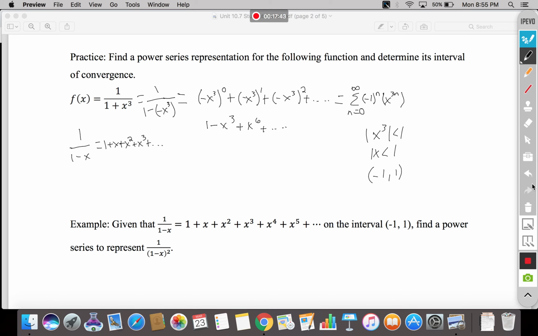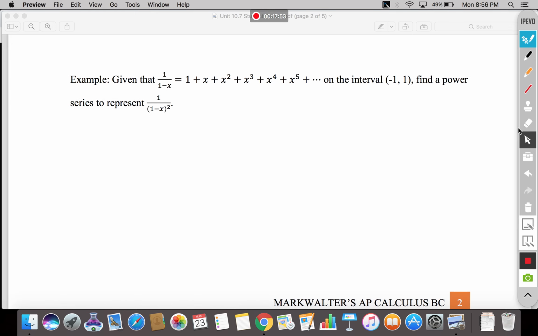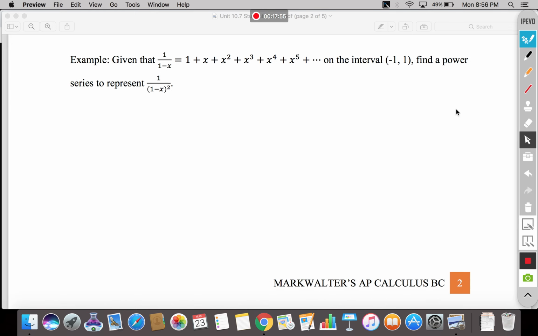Interesting. Okay. So let's take a look at another example and keep exploring this, leading up to our idea of Taylor series. Okay. So let's say that we're given this fact, the one we've already been dealing with on the interval negative 1 to 1. We know that works there, right? We want to find a power series to represent, this looks slightly more complex now, right? We have 1 over 1 minus x squared.